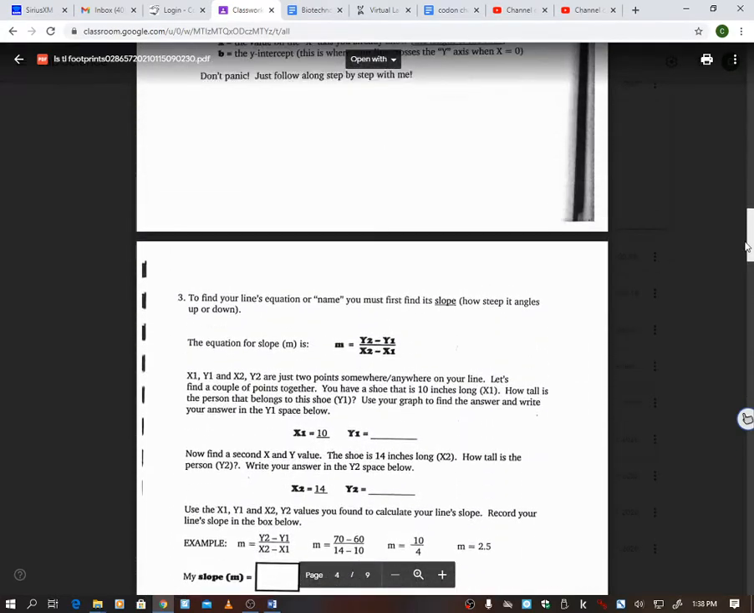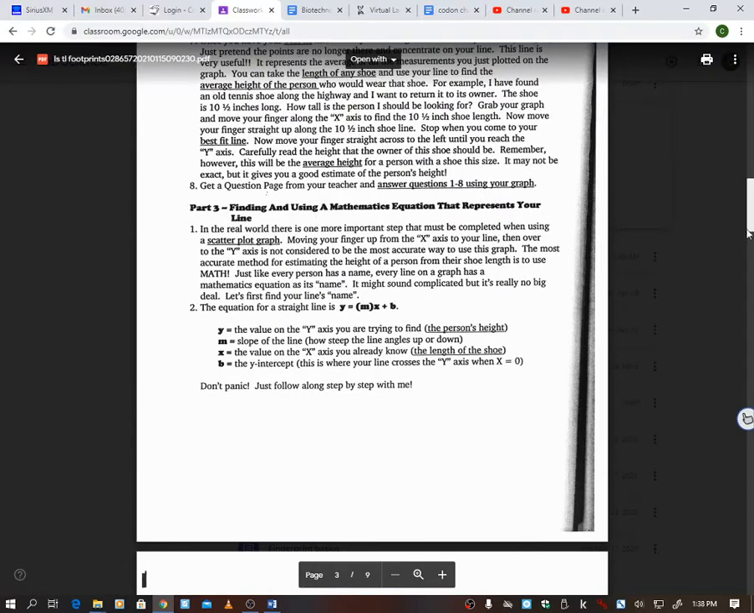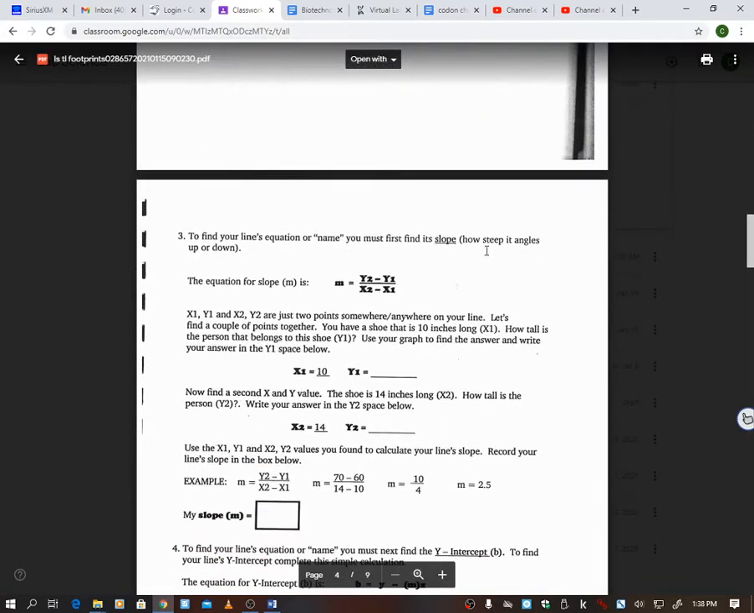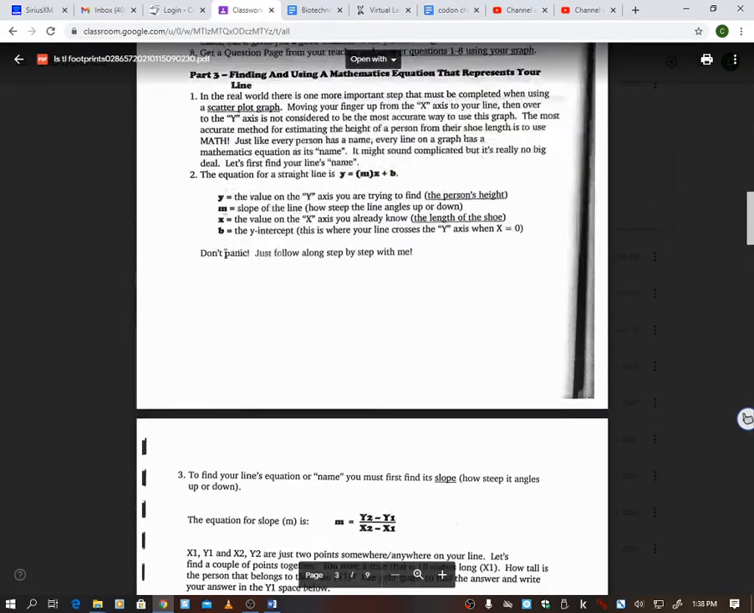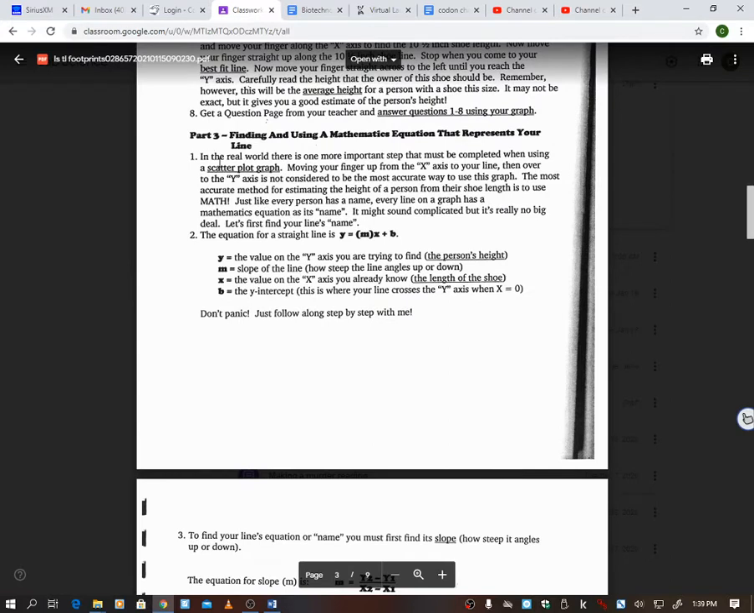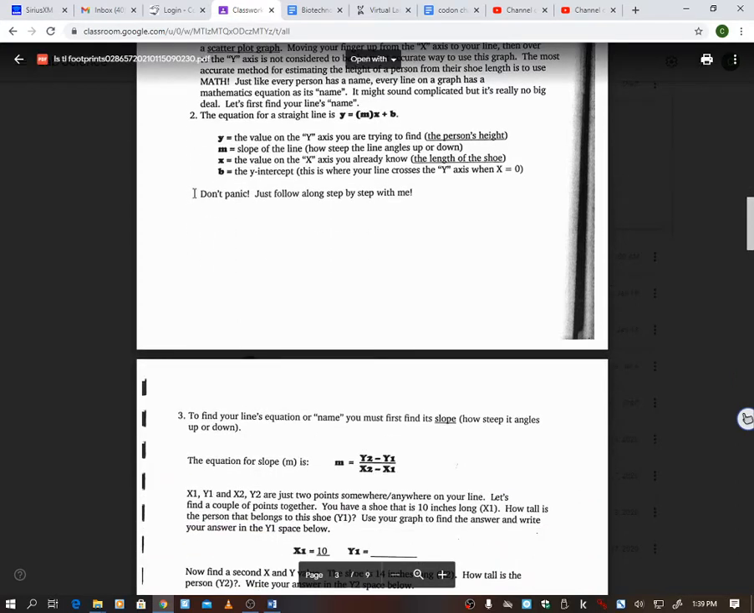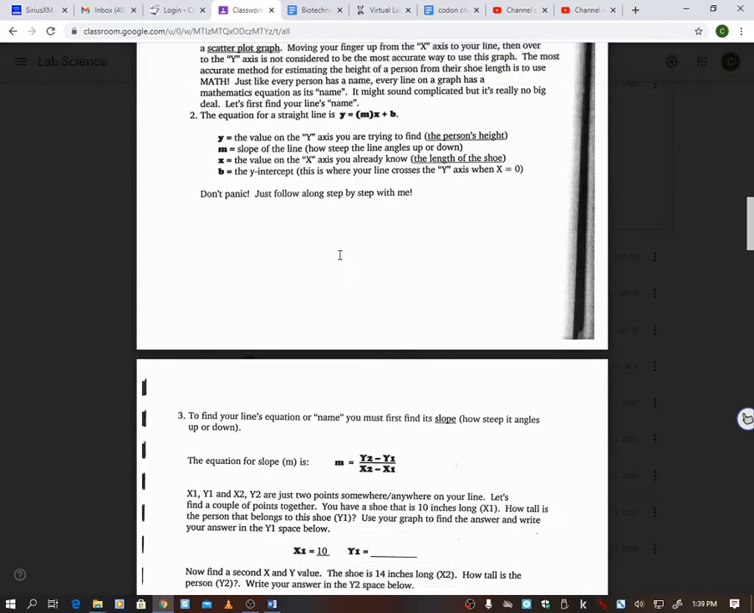All right, now this, part 3, finding and using the mathematical equation. I know kids get intimidated because we see the y, m, x, b, we see slope, we see a lot of math in there, and we're like, oh no, what are we doing? All right, but it walks you through every little step, okay? So, number 1, read that. Number 2, it's telling you what each of these values mean. And it says, remember, do not panic, just follow along step by step, all right?